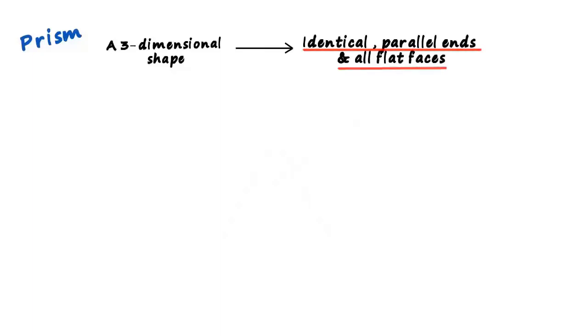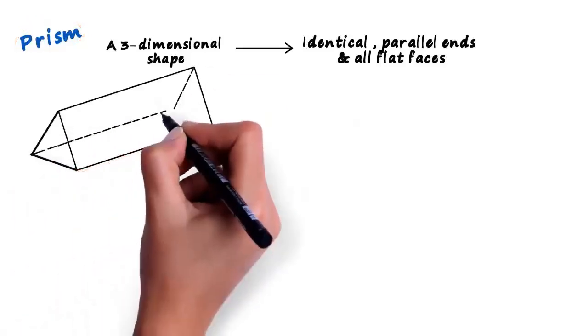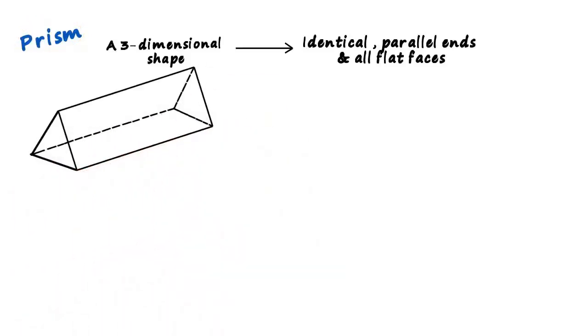Well, it's the most confusing definition ever. Identical, parallel, flat, there are just too many things. So forget the definition for now. Let's just look at figures and understand prisms. Look at this three-dimensional figure. The most important thing in the topic of three-dimensional shapes is visualizing the shapes.